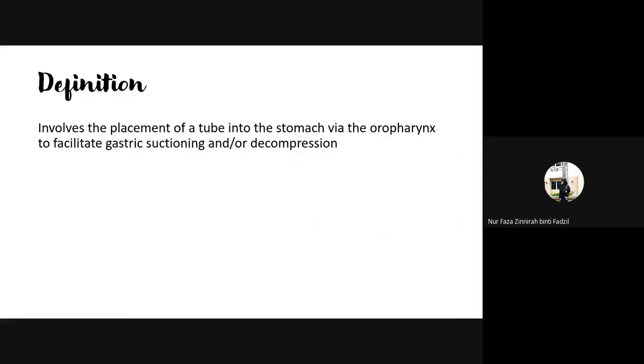So the definition of orogastric tube insertion is the placement of a tube into the stomach via the oropharynx to facilitate gastric suctioning and or decompression. Next. So the indications for the OGT are for the administration of nutrition or feeding, medication, and also the evacuation of stomach contents.